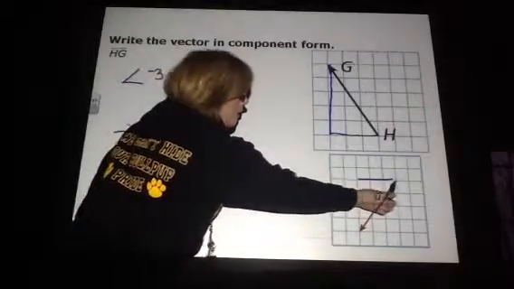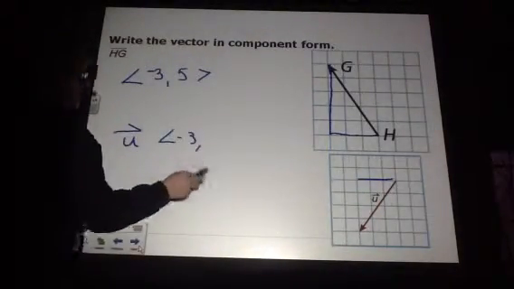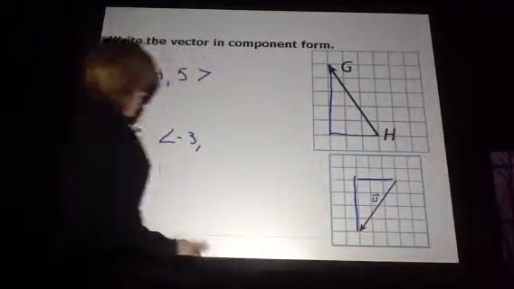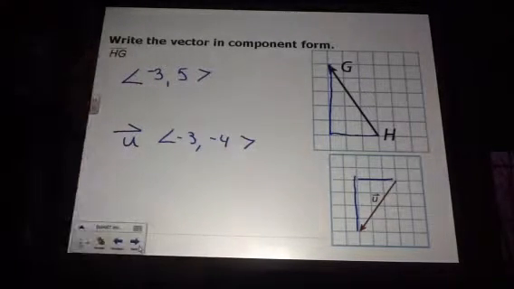So on this one, I go left 3, and then I went down 4. So you must make sure that you have your positive and negatives correct.